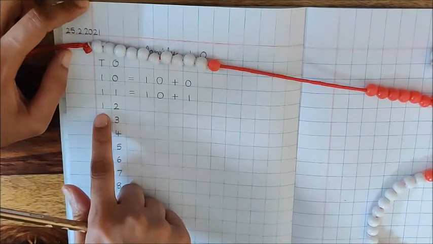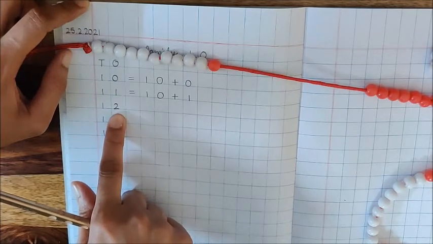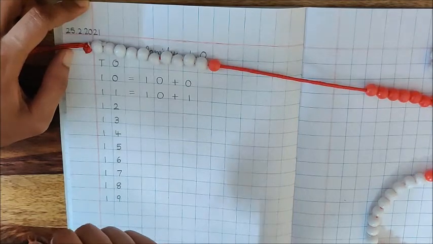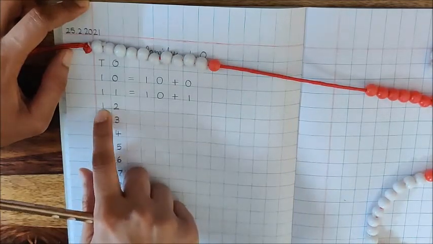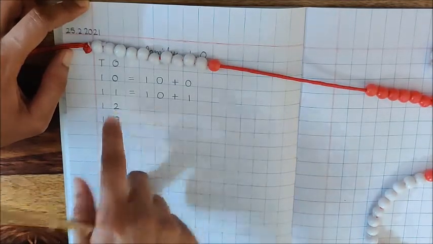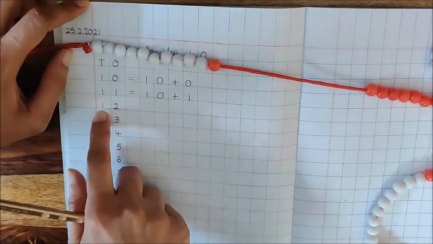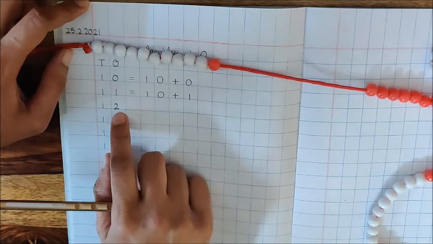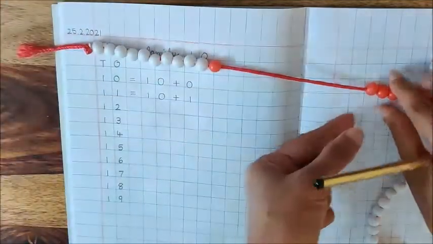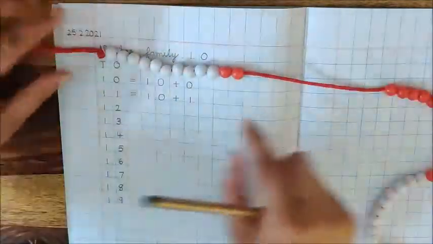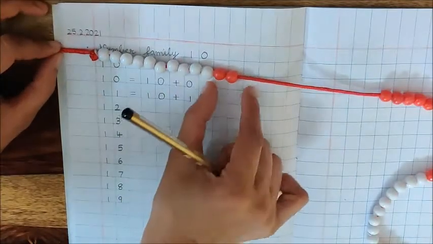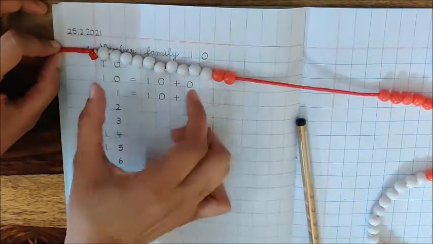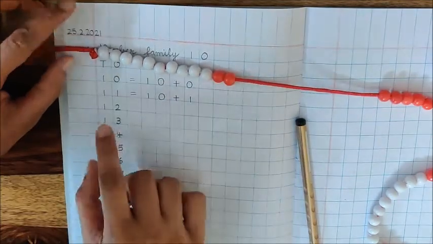Next number, 12. How is number 12 formed, children? How many tens and ones in number 12? 1 ten and 2 ones is number 12. 1 ten we already have. And how many ones? 2 ones. So here I am just going to take out one more. 1 ten and 2 ones is number 12.